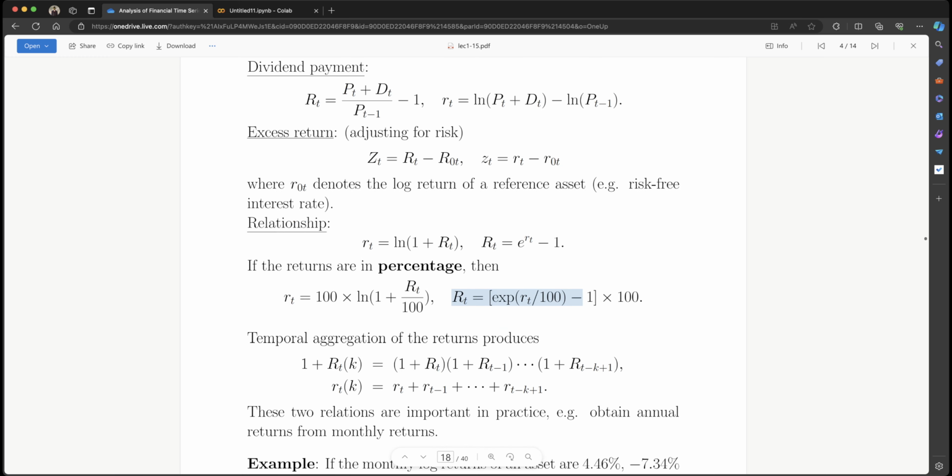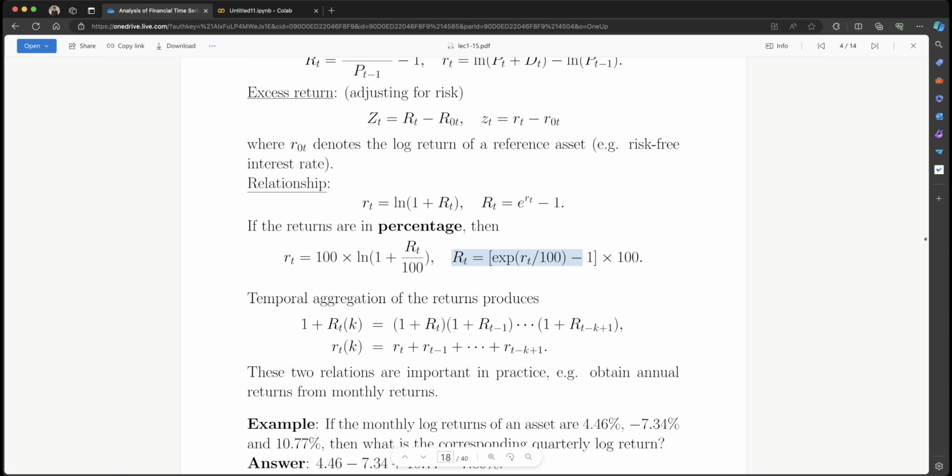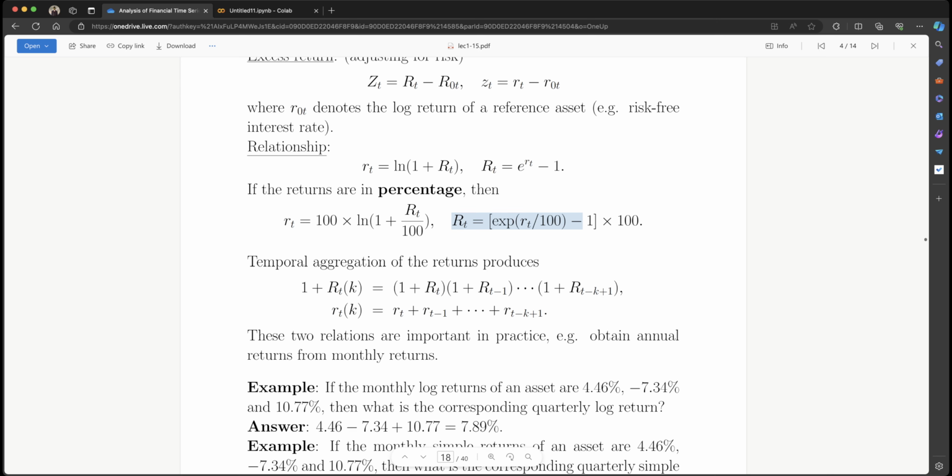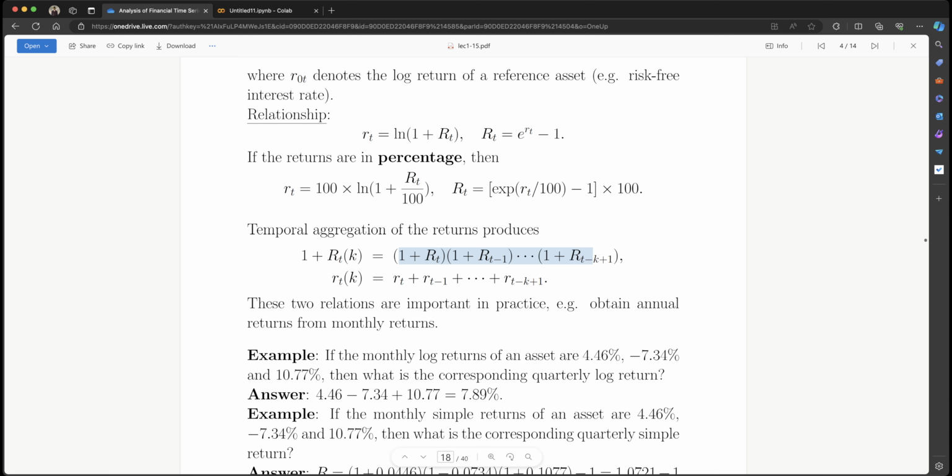Now, temporal aggregation of returns produces a multi-period return. The k-period return we know, but again log is simpler. By taking the log, the multiplication becomes a summation. These two relations are important in practice to obtain annual return from monthly return.